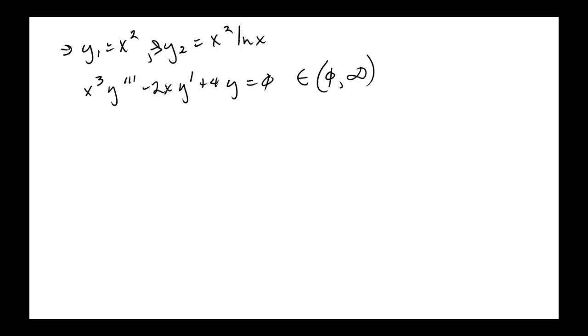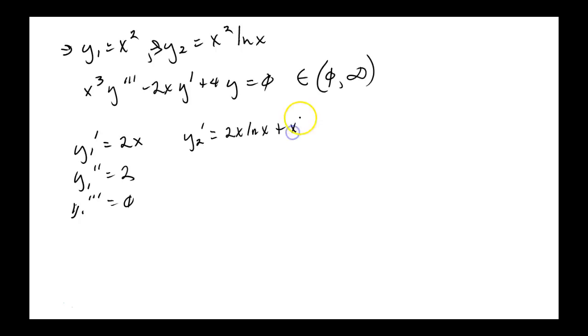All right, what we would do then is start with y1. We know what that is, so let's do y1 squared. First derivative of y1 would be 2x. Second derivative of y1 would be 2. Third derivative of y1 would be 0. Let's do the same thing for y2. y2 prime would be, 2x log x, product rule, plus 1 over x times x squared, which would just be x, right?